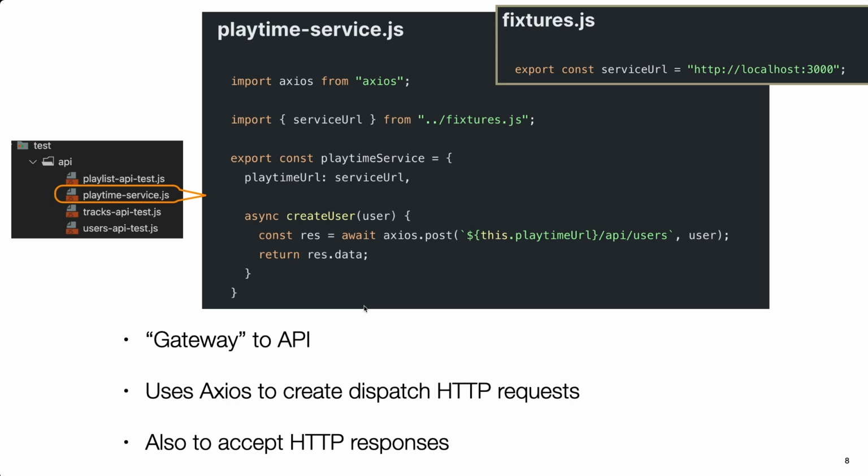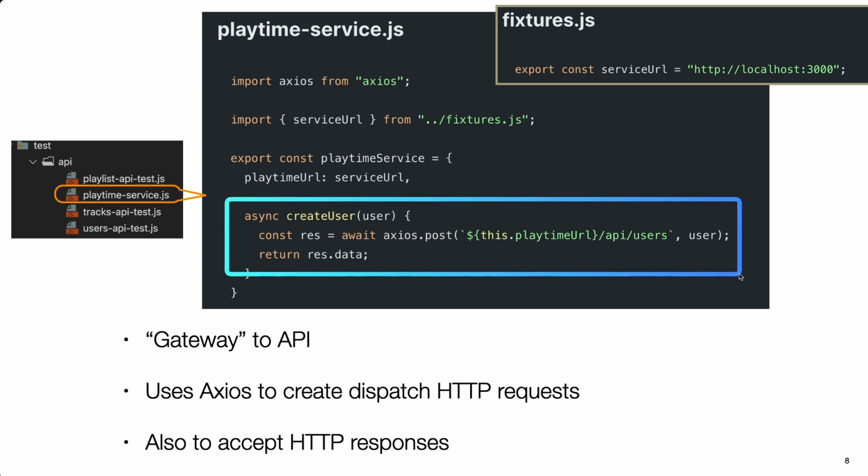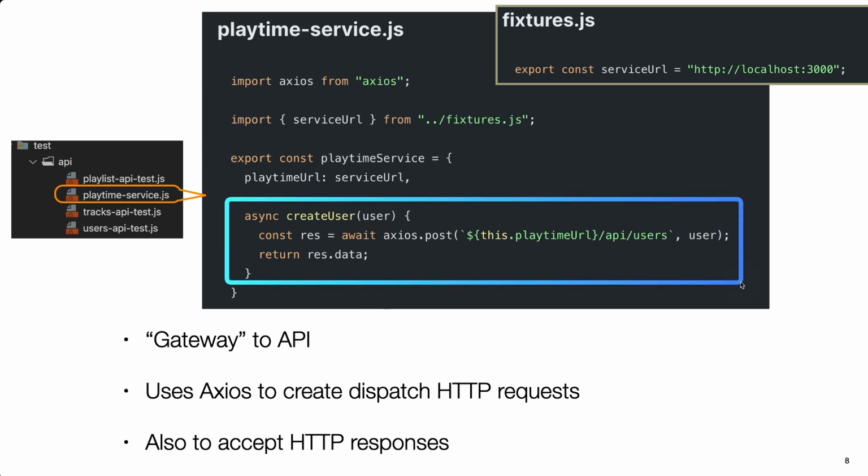We're going to build a new interface, or gateway, we'll call it, playtime service. This will be an object with methods that encapsulate access to the API, so our tests can be kept at a fairly high level. So we're not going to use Axios in our tests. We're going to use functions we're writing here, like create user. And create user then will use the Axios function directly. So here our create user is calling Axios post. This is the URI, and this is the user you want to create.